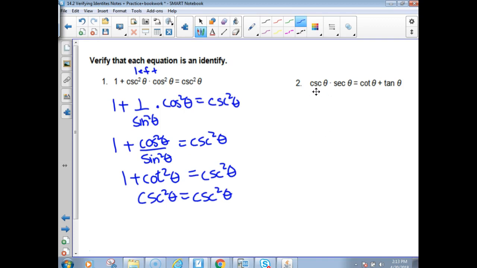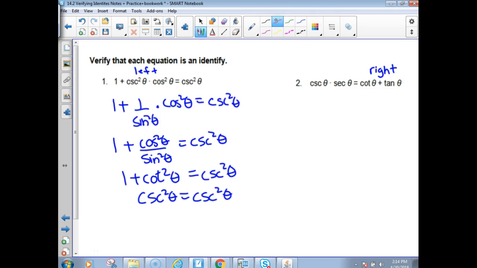Number 2, I'm going to rewrite cosecant as 1 over the sine. Oh, wait a minute. I don't know if that's the easiest side to work. This is a product, and this side is a sum. So I'm thinking this time we should work the right side, because a sum is a little more complicated than a product. All right, so I'm just going to rewrite the left this time.